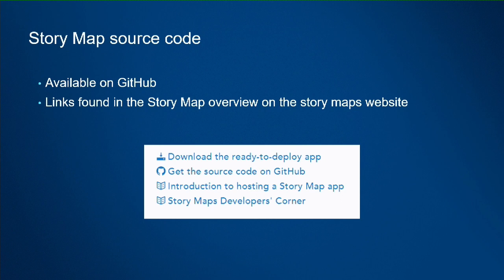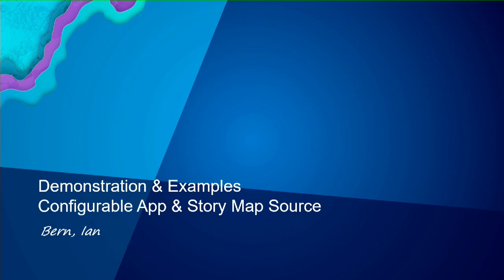Story map source code you'll find at the Story Maps website. Again, that's storymaps.arcgis.com. All of that source code and instructions and other things are available on GitHub, and you'll find links in the Story Maps website to get some developer guides. There's a developer blog for Story Maps called the Story Maps Developers Corner, which is hosted out on Medium, and all those resources are linked in Story Maps.